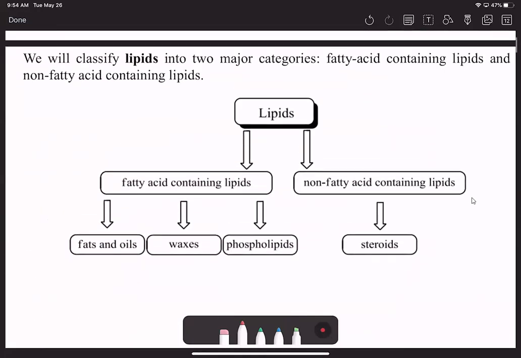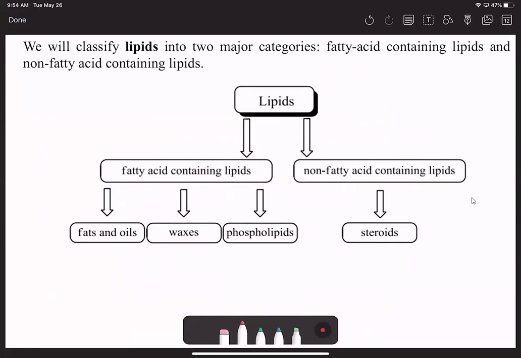So the two major categories of lipids that we're going to cover are fatty acid lipids and non-fatty acid lipids. As far as fatty acid lipids, we'll cover fats and oils, waxes, and then phospholipids. Our only non-fatty acid lipids that we're going to talk about in this unit are steroids. There are others, but as far as this section goes, we're only going to talk about steroids.